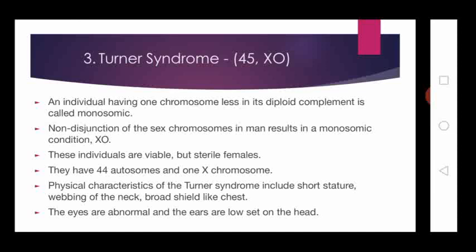Physical characteristics of Turner syndrome include short stature, webbing of the neck, and a broad shield-like chest. So these are some characteristic features of Turner syndrome. The eyes are abnormal and the ears are low set on the head.